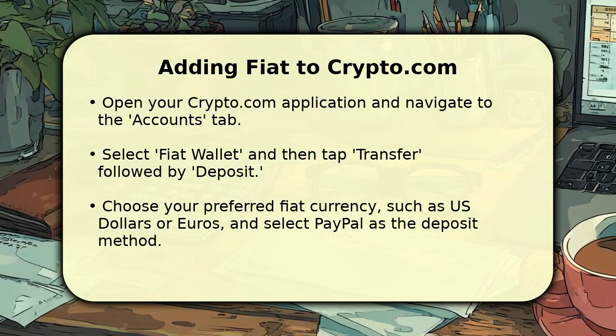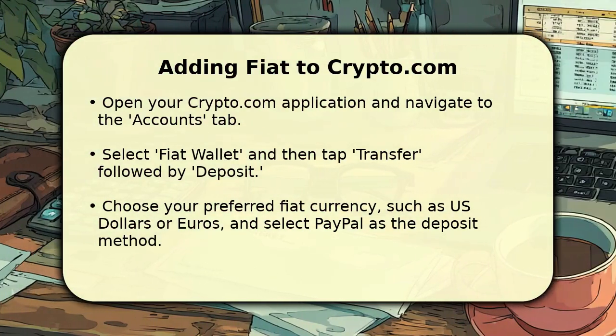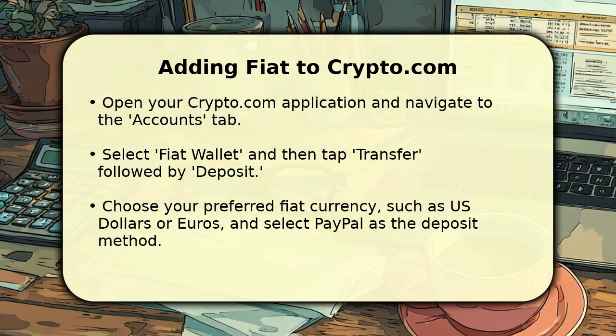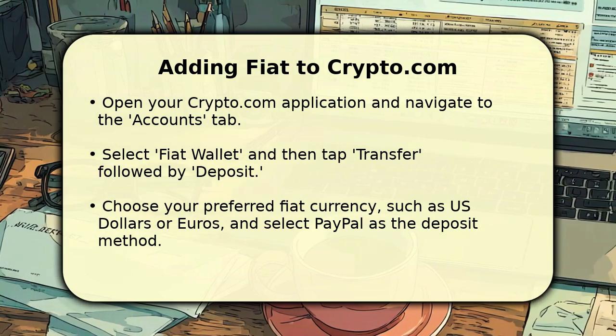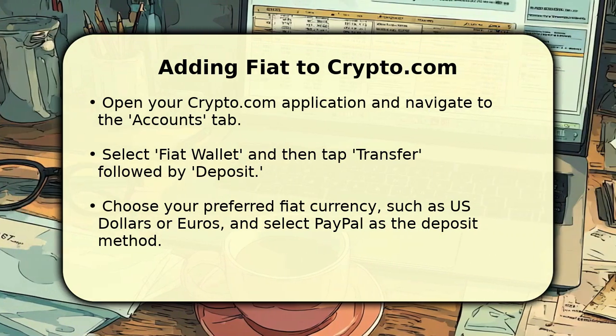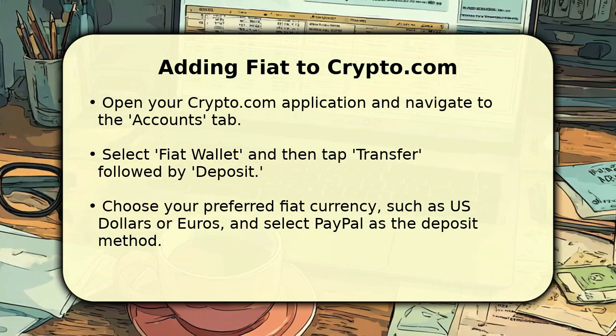Now, let us begin the process within your crypto.com application. First, open the app and find the Accounts tab at the bottom of your screen. From there, select Fiat Wallet and then tap Transfer, followed by Deposit.